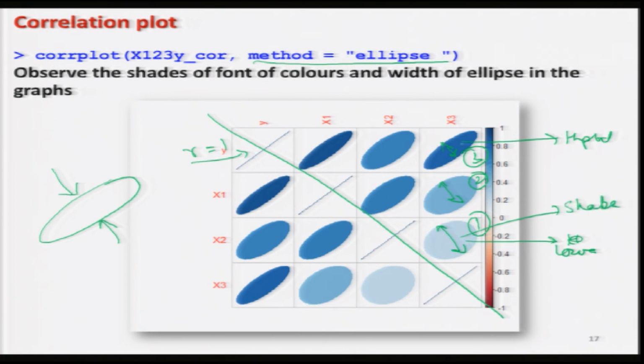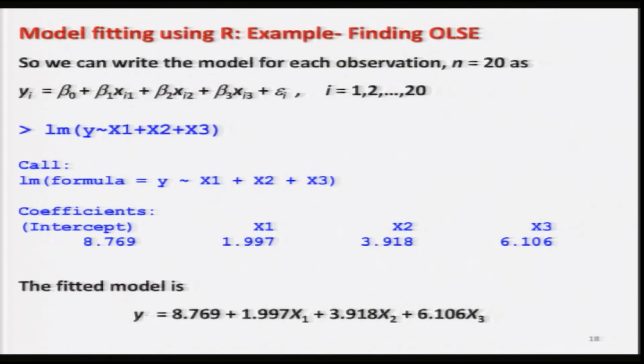And the shade also, if you look at the shade here, you can see it is lighter than in block number 2 and block number 3. So if your magnitude is less, then your shade is also lighter. By looking at the width and the shade, the color of the ellipse, you can have a fair idea of how the correlations are present among the variables x1, x2, x3. So now we are confident, and we take a call that the relationship between y and x1, x2, x3 is approximately linear, and we will go with the linear model.